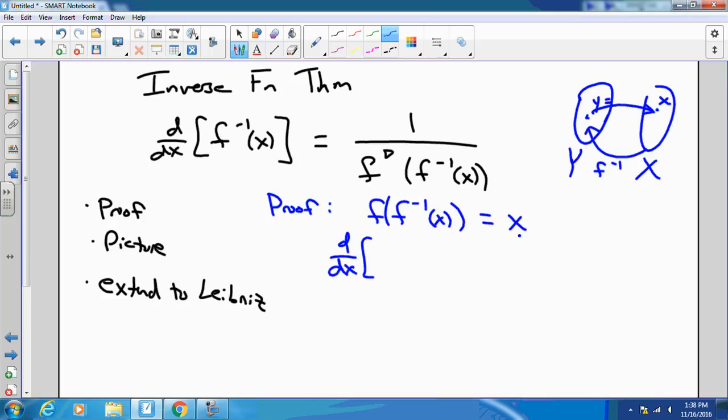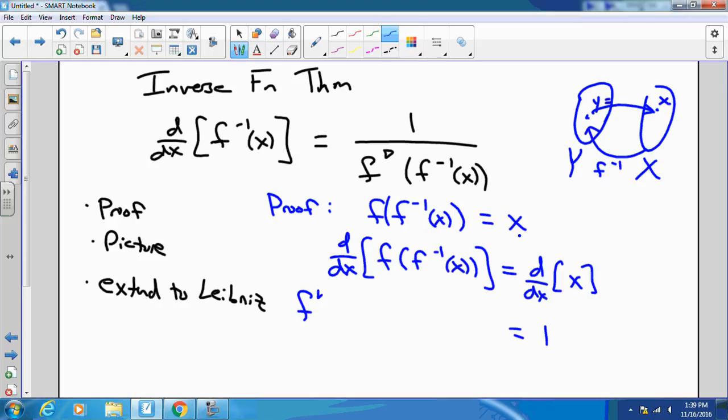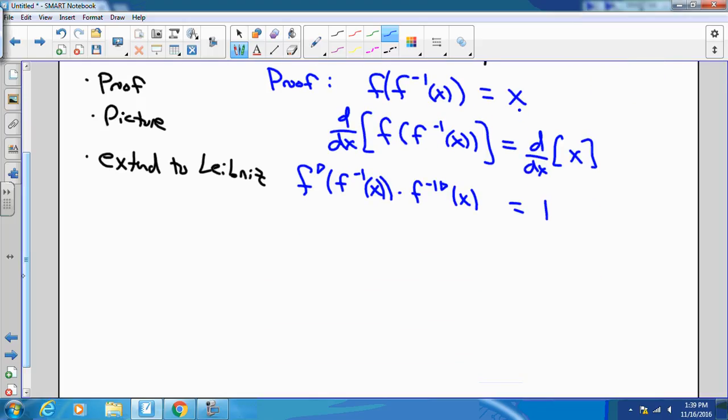If I now simply differentiate with respect to x on both sides, then on the right-hand side, of course, I get 1. On the left-hand side, I have chain rule. Outside, inside. The outside function is f, and so the derivative of the outside is f prime of f inverse, times the derivative of the inside, which is f inverse prime. And now it's a simple matter of solving by dividing. f inverse prime of x is equal to 1 over f prime of f inverse of x.